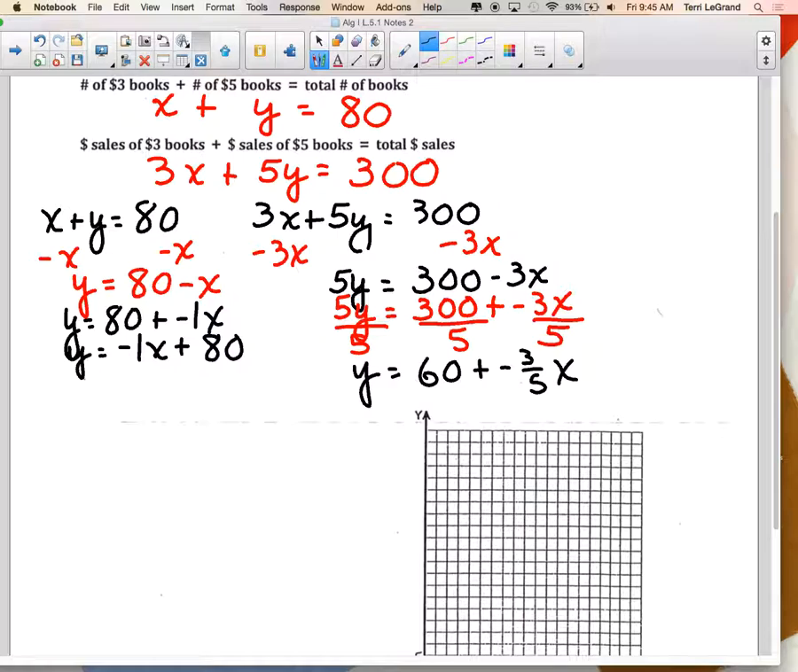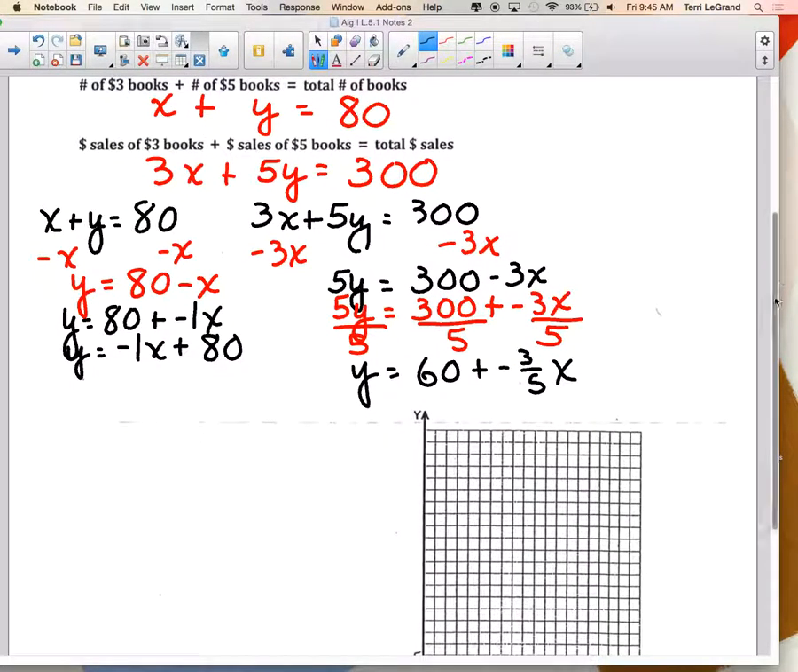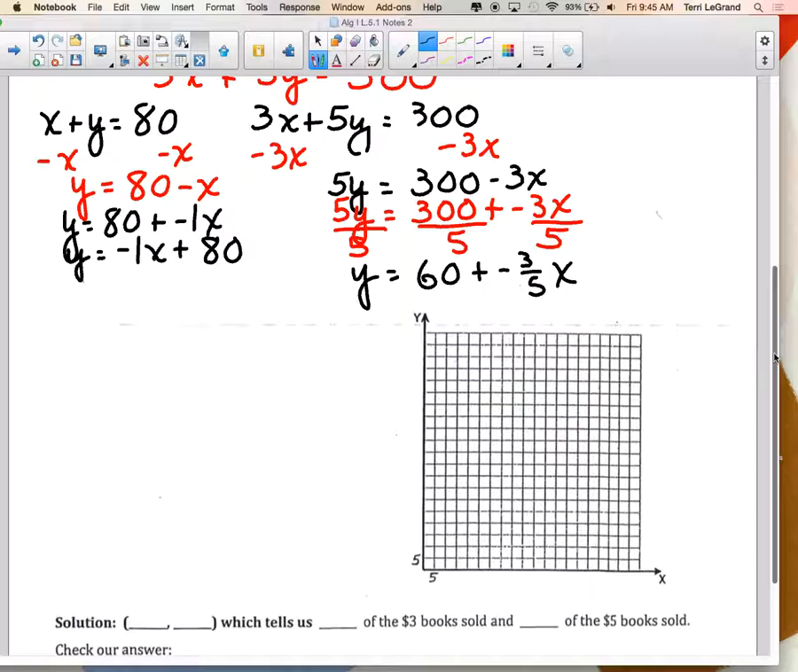Well, let's get them ready and continue getting them ready to graph. Let's say what M equals and B equals for each of them. Okay, now before we graph, we have to get a graph set up for this.